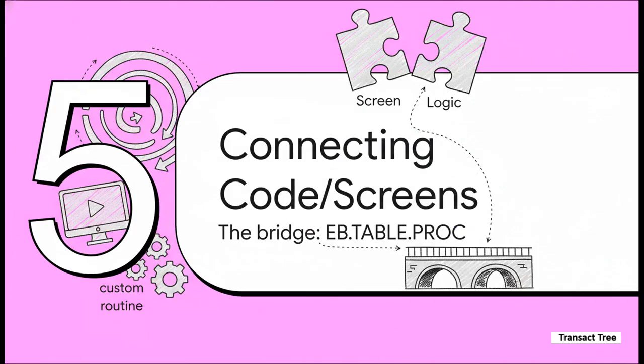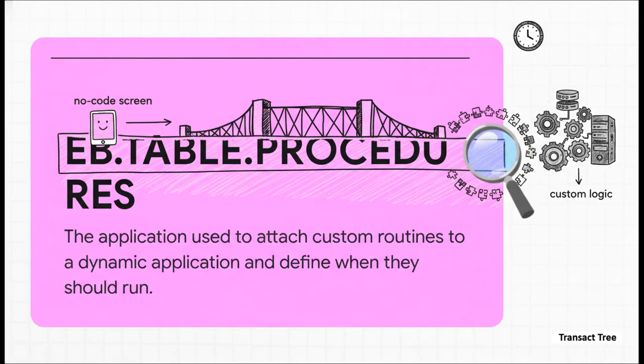Okay, so we have a screen built with no code, and we've got our custom logic written in a routine. The final, absolutely critical step is to connect them so they can actually work together. So how do we build that bridge between our no-code screen and our custom code? Well, we use another T24 application. This one is called EB Table Procedures, and its name gives you a pretty big clue about its purpose. Its entire job is to be the matchmaker, to link your routines to your dynamic application.